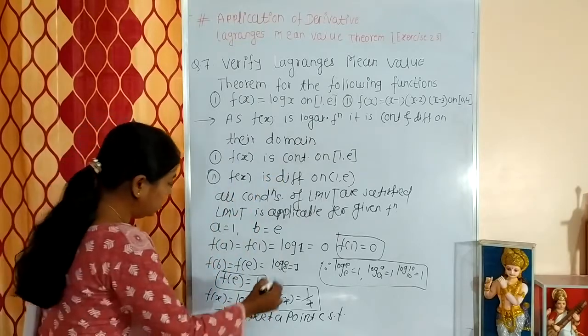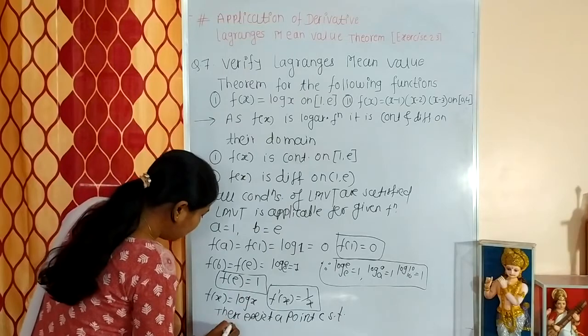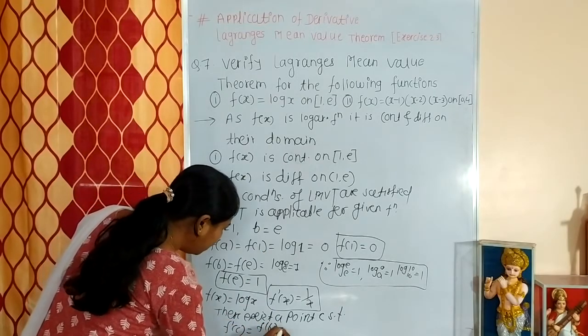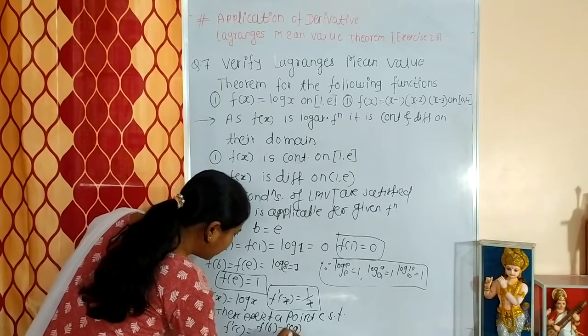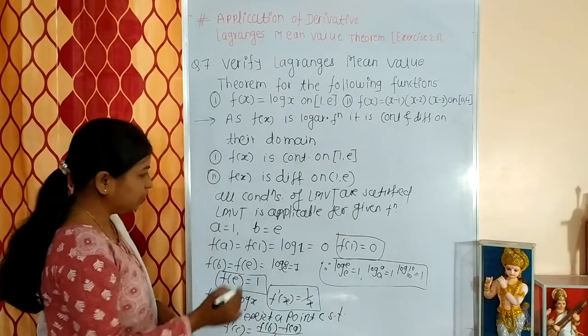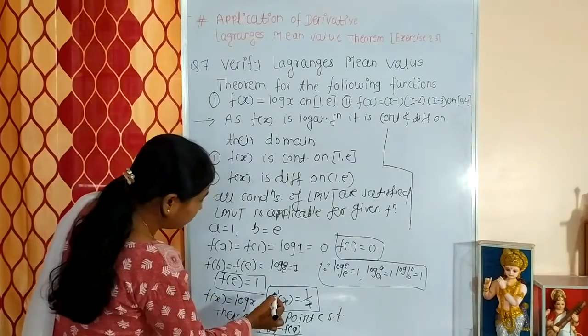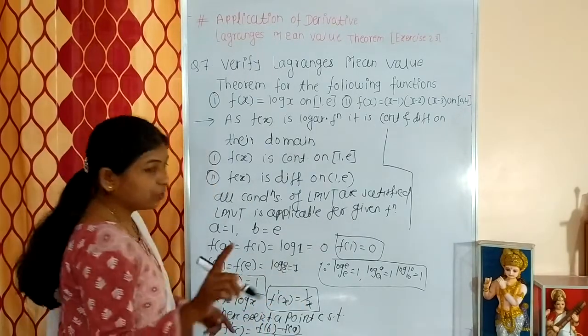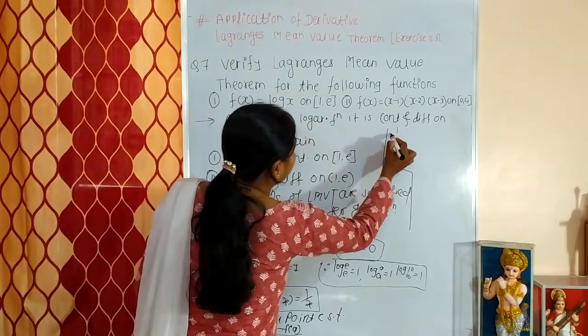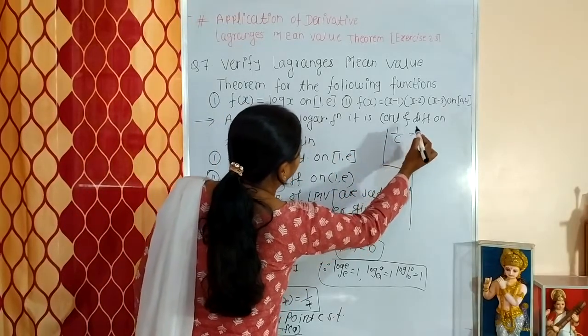Okay, then there exists a point c such that f dash of c is equal to f of b minus f of a divided by b minus a. Okay, then we substitute the values. From this function, f dash of x is 1 upon x. What is f dash of c? Then f dash of c is 1 upon c. Okay, we substitute this f dash of c as the left hand value, 1 upon c.